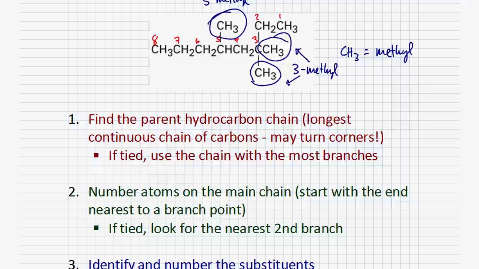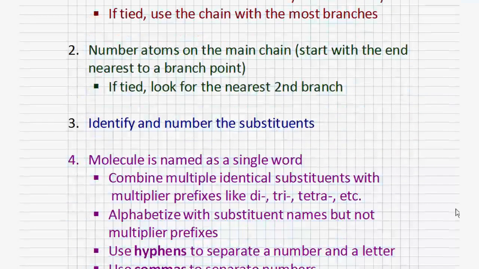That number, by the way, is called a locant. L-O-C-A-N-T. You're going to see that word used to describe parts of naming. So a locant is just a number we use to describe where a certain fragment of a molecule is located. Okay? So we've numbered the substituents.